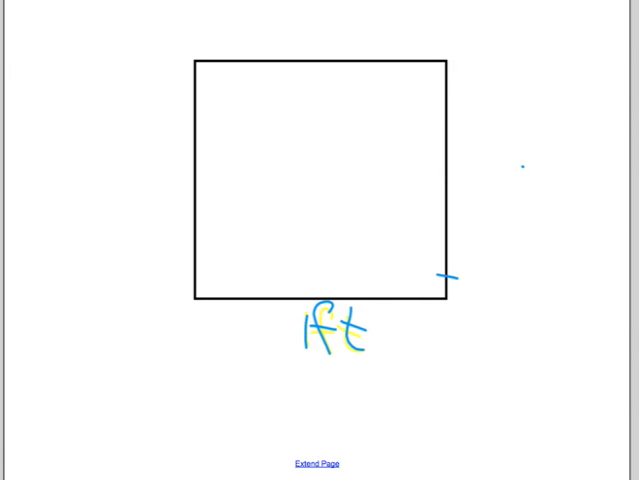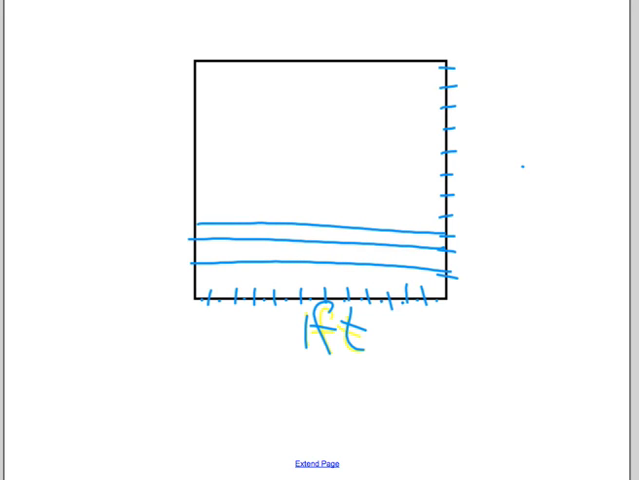I'm going to estimate 1, 2, 3, 4, 5, 6, 7, 8, 9, 10, 11. Okay, so let's say each of these is about an inch, and there's 12 inches there. All right, so if I drew lines through this, there's 1 inch, and 1 inch, and 1 inch, and I drew lines here, like so, I would find that there are 144 of these little whippersnappers in a square foot.